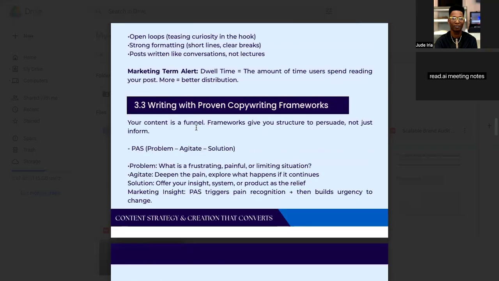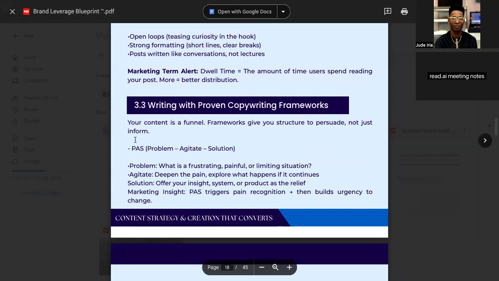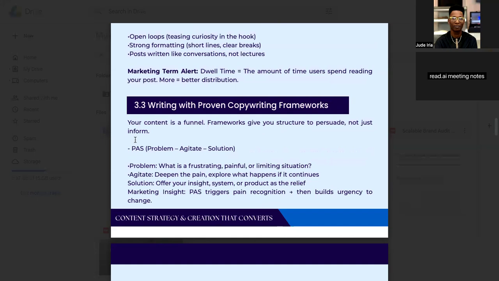Then your content is a funnel. Frameworks give you structure to persuade, not just inform. In the last session, module one, I spoke about these copywriting funnels. There's the PAS framework, which is problem, agitation, and solution. The problem is a frustrating, painful, or limiting situation.